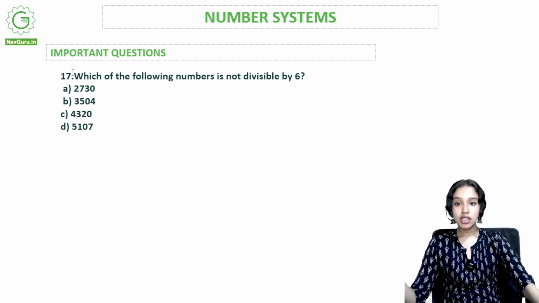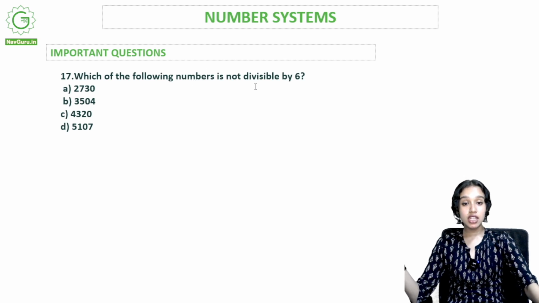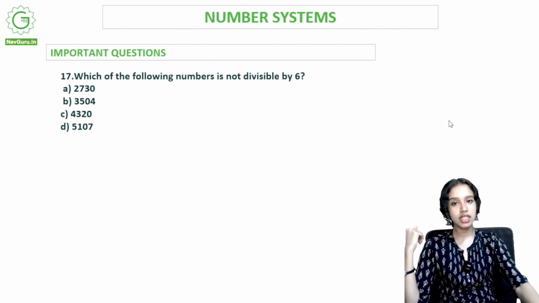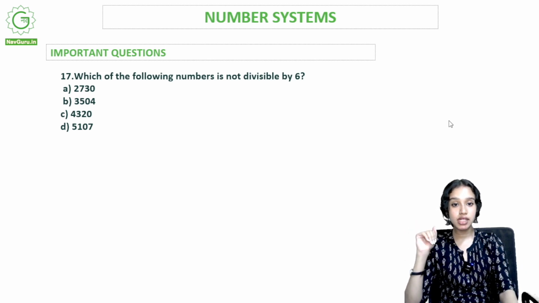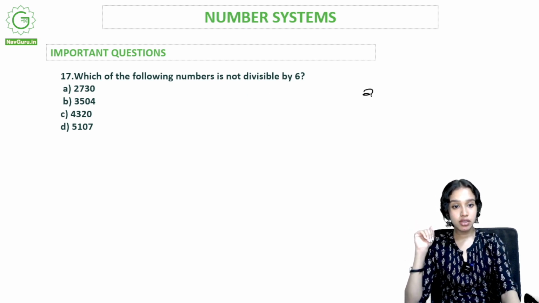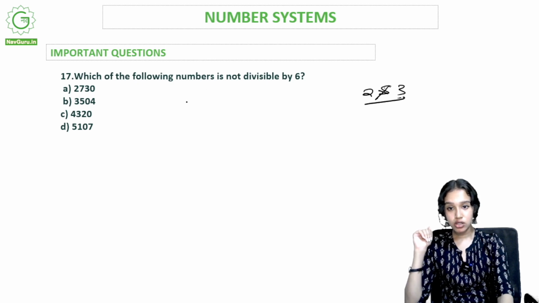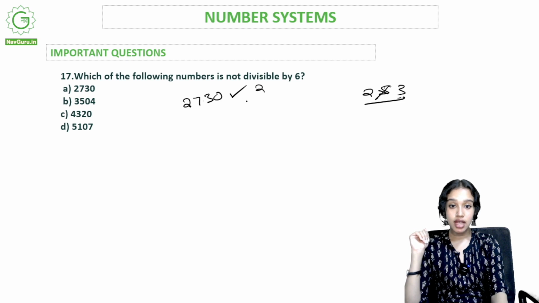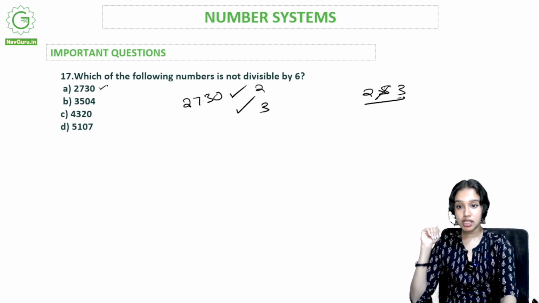The next question is, which of the following numbers is not divisible by 6? So what is the divisibility criteria for a number to be divisible by 6? The number should be divisible by both 2 and 3. So 2730, it's obviously divisible by 2 because it's an even number. Now let's check with 3. 7 plus 3 is 10 and 10 plus 2 is 12 and 12 is divisible by 3. So this is divisible by 6.